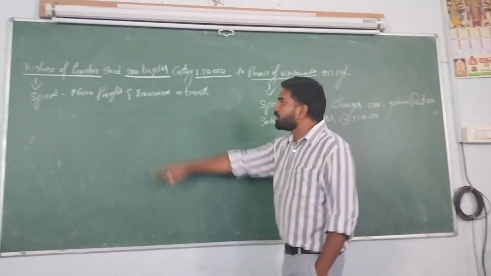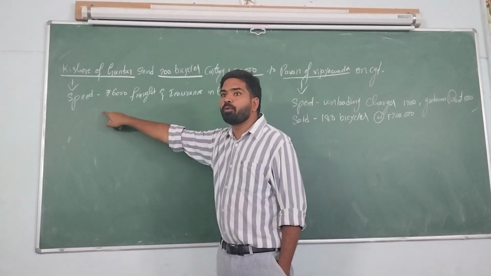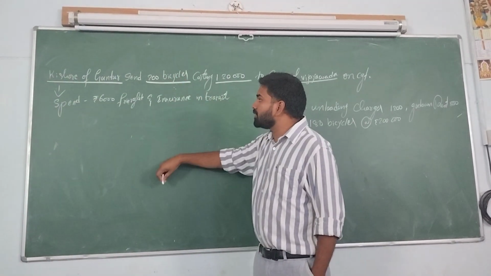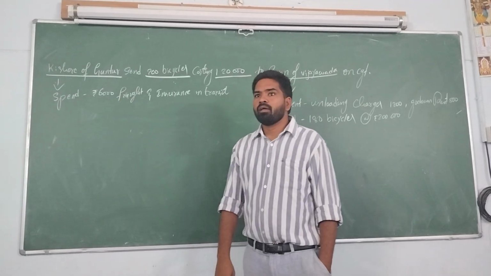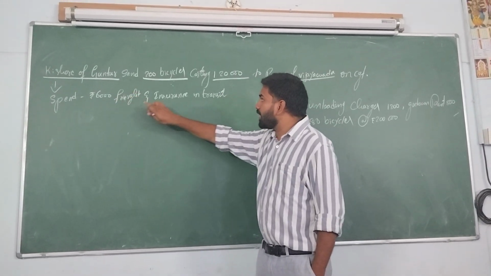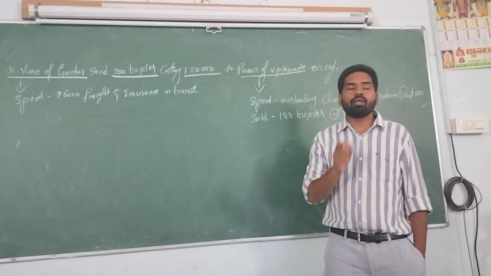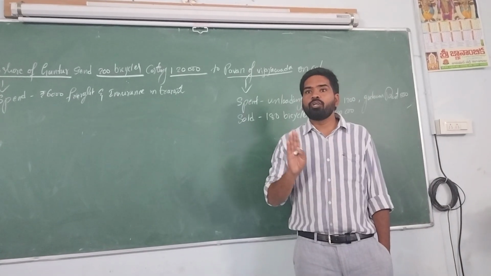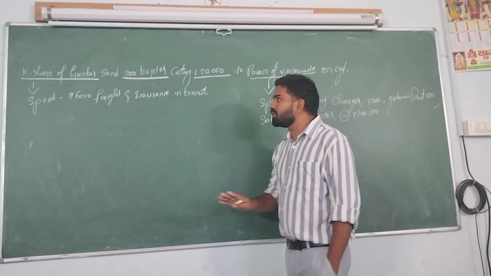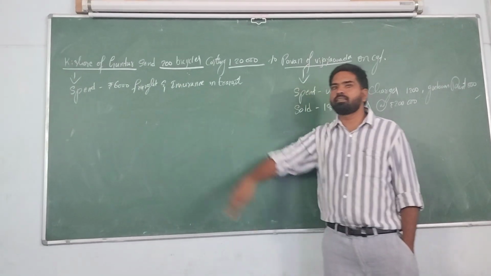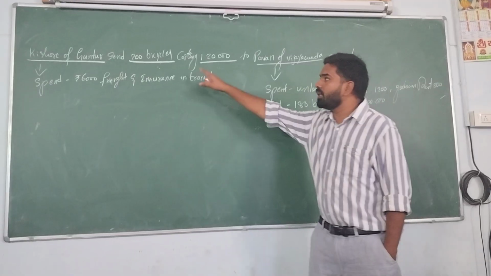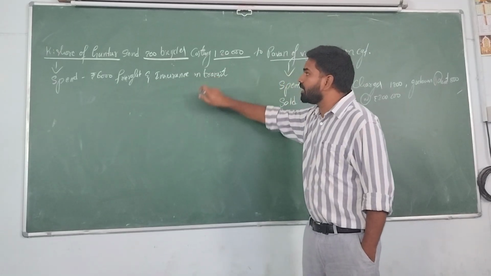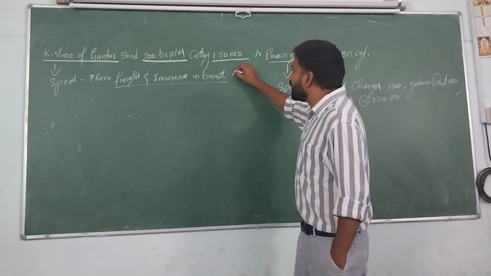So here Kishore incurred the transportation expenses on 200 bicycles, 6,000 rupees towards freight and insurance in transit. If any expenses are incurred by the consignor or consignee during the transportation, those expenses are termed non-recurring expenses. So here Mr. Kishore of Guntur incurred the expenses during the transit. That's why we call it non-recurring expenses.